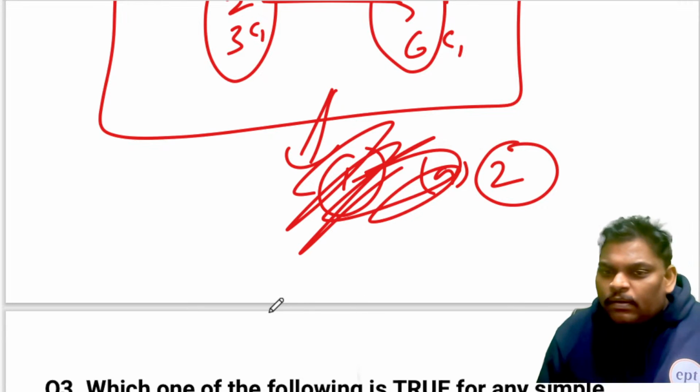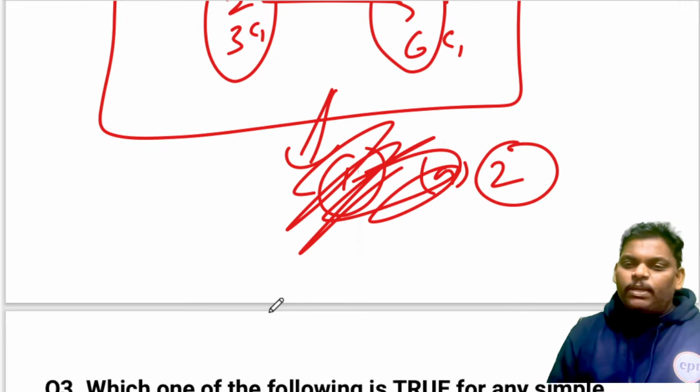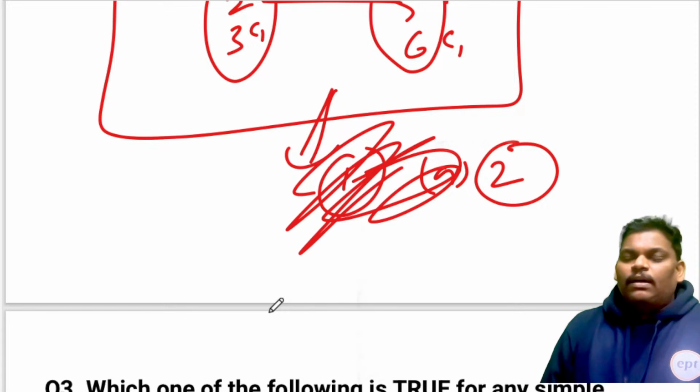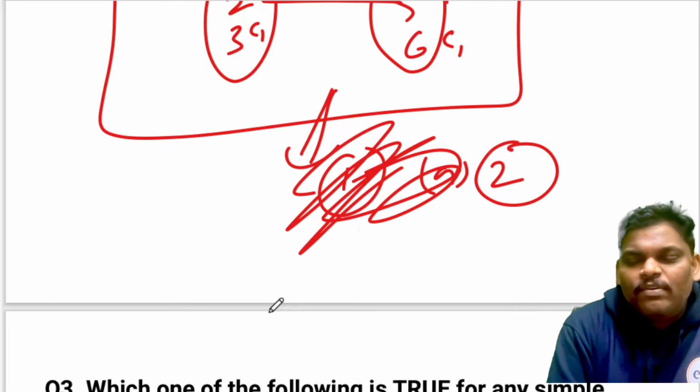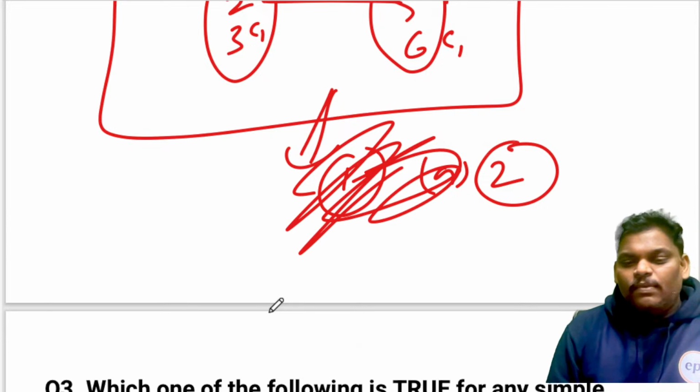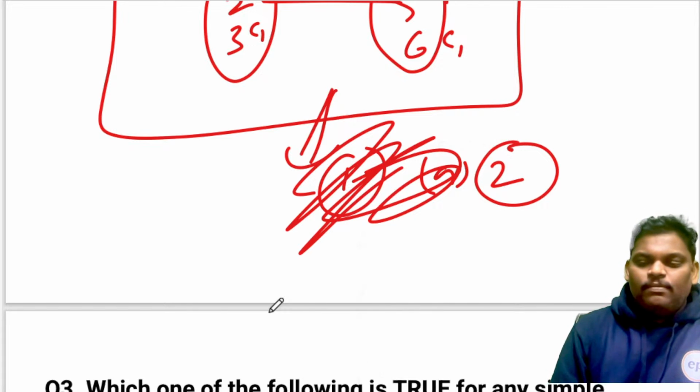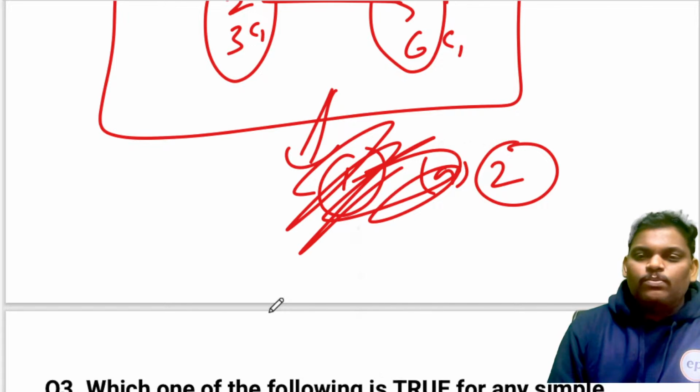Someone, Ahan, is saying, sir, please start from theory. Yeah, next year I will start. Ahan, theory I will start next year, in the 2025 GATE examination. Right? Now only problems.